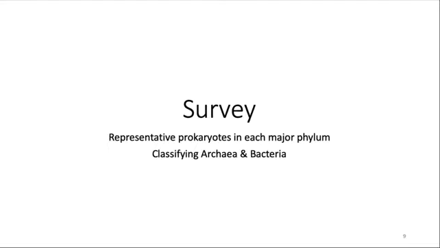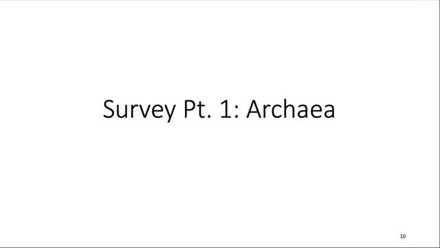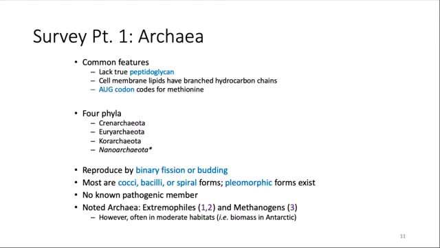And so in the survey that we're doing in terms of this classification, we would first look at archaea. The common characteristics of archaea is that they lack peptidoglycan, so the cells do not have peptidoglycan. Their cell membrane have lipids that are heavily branched, and they have a start codon, AUG, which codes for methionine. Note that in bacteria, the start codon codes for formyl methionine and not methionine. There are 4 phyla. We will basically concentrate on these 3.